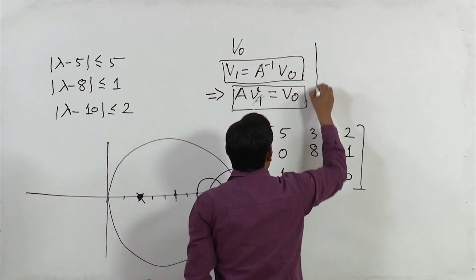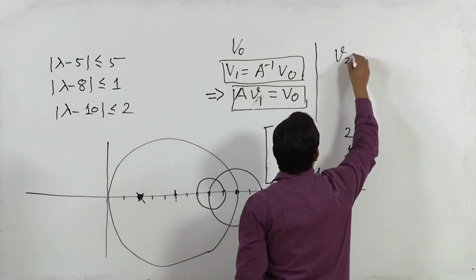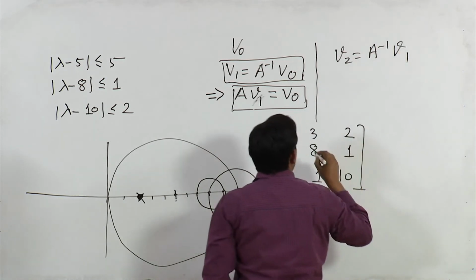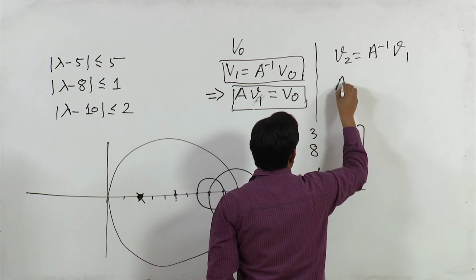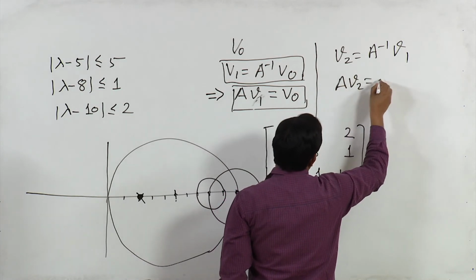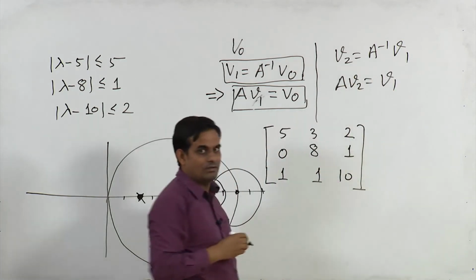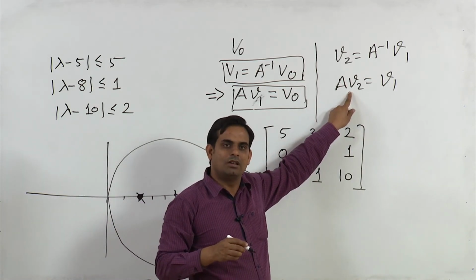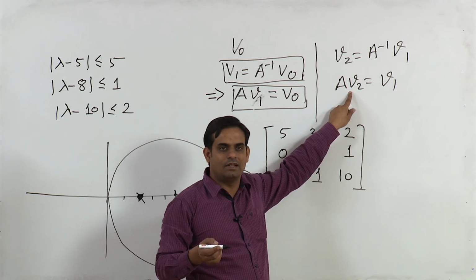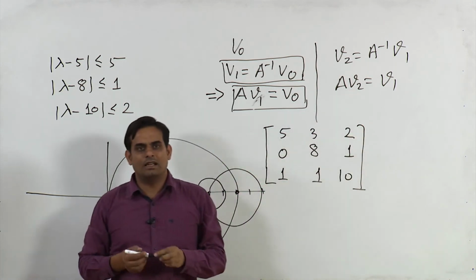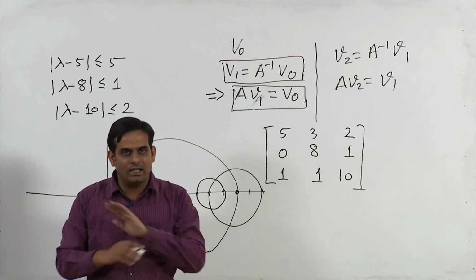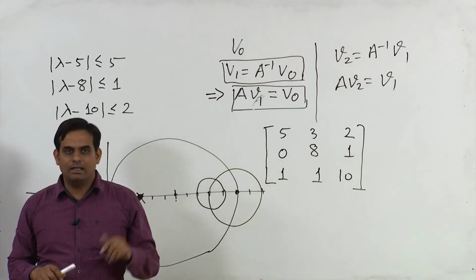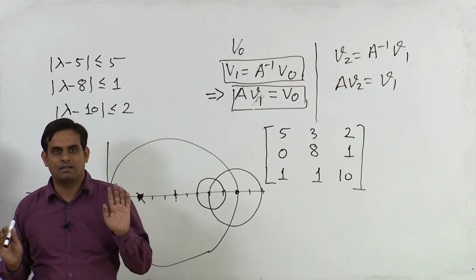Then in the next iteration your V2 will be A inverse into V1. So, what you can say, you can solve this system A V2 equals to V1, and from here you will find out the next iteration of the inverse power method, that is your V2, and so on. So, here no need to calculate A inverse at any stage. However, we need to solve a linear system of equations in each and every stage.